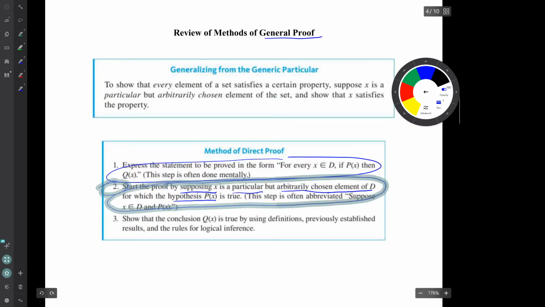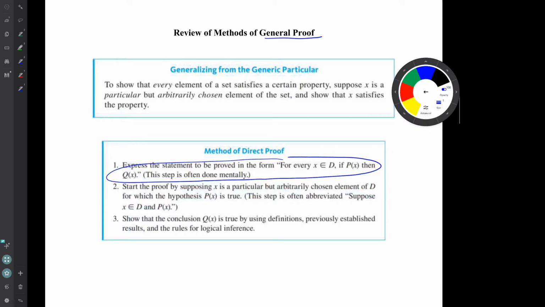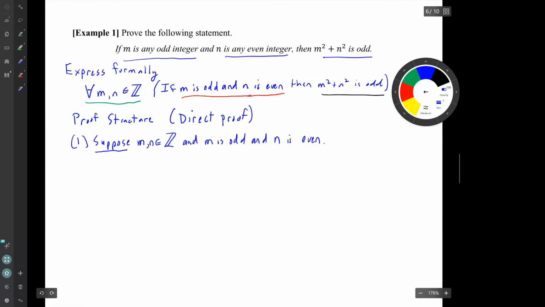Now, how does this proof end? Let's think about the frame. We show that the conclusion Q of x is true. Well, let's go down and look at this. So this is like our P, capital P, and this is like our Q. So that Q needs to appear as the very last statement of the proof.